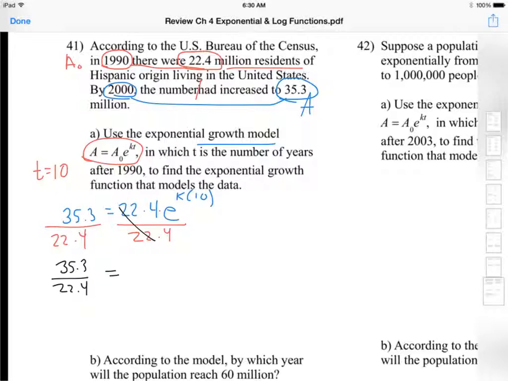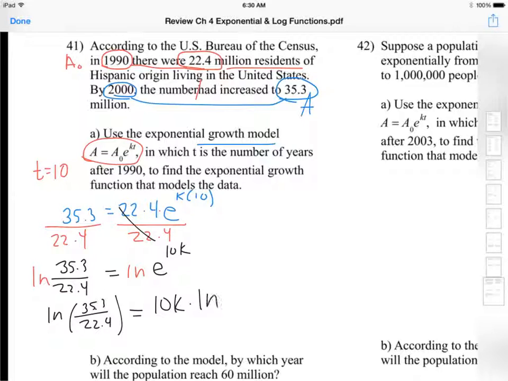That's going to cancel. I get e to the 10k, and then I'm going to take the natural log of both sides. So I get ln of 35.3 divided by 22.4, and that's going to be equal to 10k, so I can bring that down using my properties of exponents and ln of e. We know that ln of e is 1. Those are inverse operations, so they just kind of cancel each other out. And now the only other thing that's happening to the k is it's being multiplied by 10, so I'm going to divide it by 10 to get it alone.